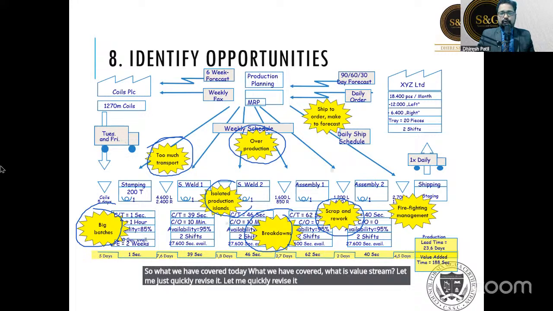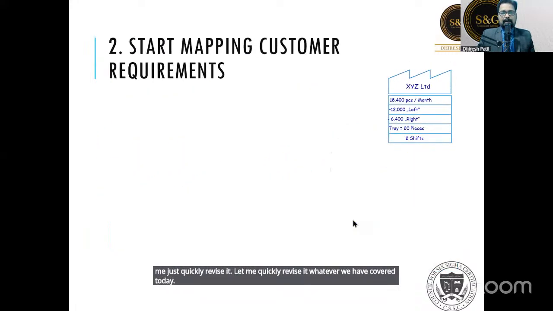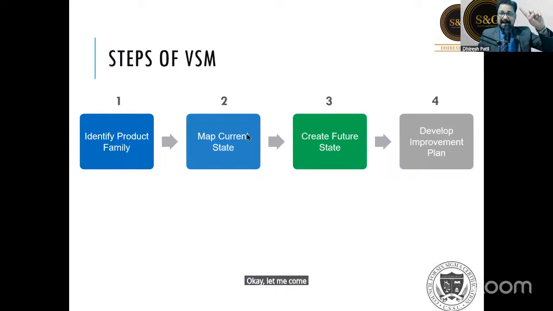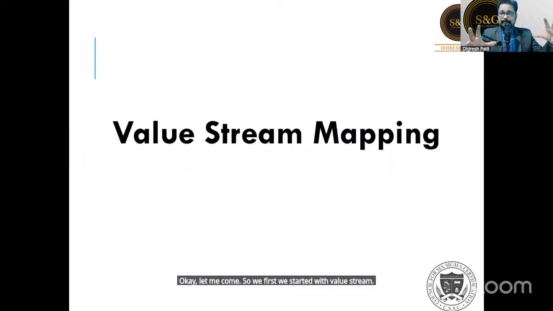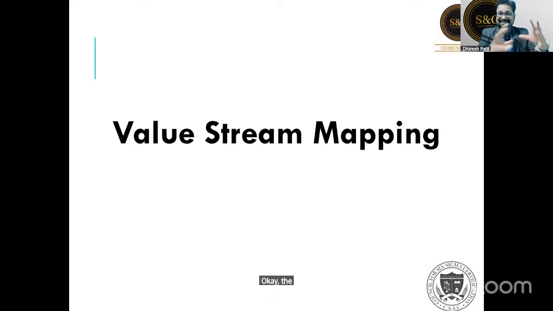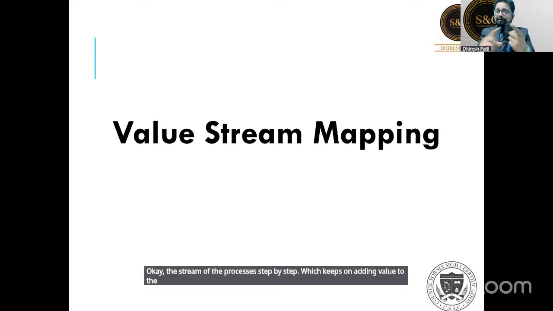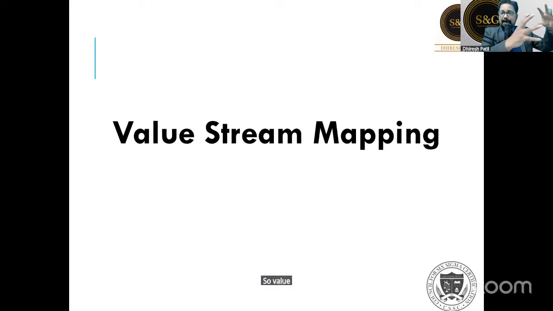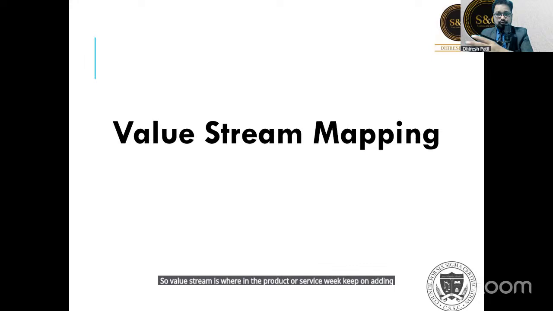Whatever we have covered today. Okay, let me come. So we started with value stream. What is value stream? The stream of processes, step by step, which keeps on adding value to the product or service. So we have taken the manufacturing example, and simple service examples like pizza and banking, so that you can understand step by step, right? So value stream is where in the product or service we keep on adding the values step by step.